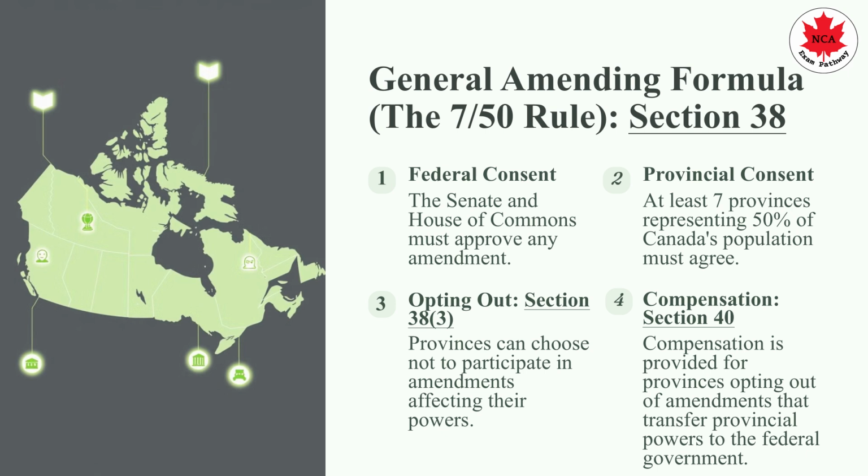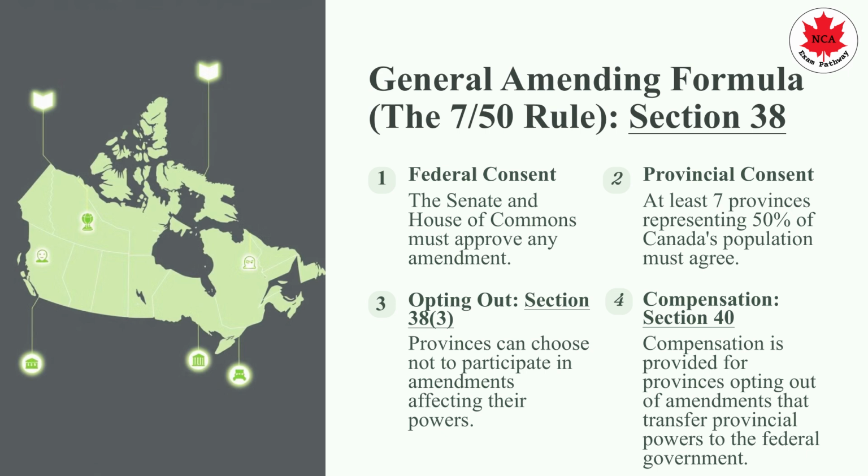Here the consent of the 7 provinces representing at least 50% of the population means that a combination of provinces must support the amendment, and at least some of the more populous provinces must agree. The population threshold ensures that provinces with larger populations, such as Ontario and Quebec, have a significant role in the constitutional amendments but cannot unilaterally block the changes.